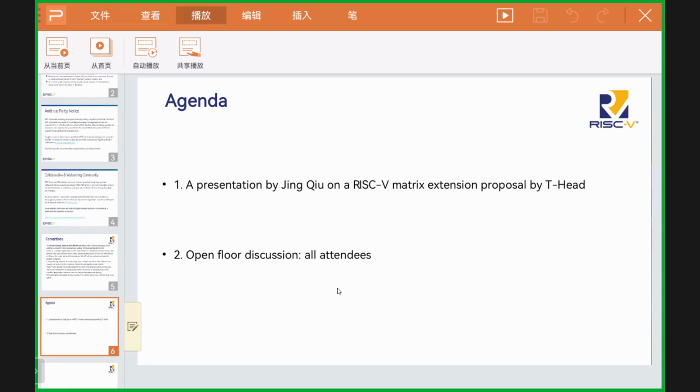Yeah, we open sourced our spec first, and then we open sourced our QEMU, the quick emulator. Other people can use QEMU to evaluate our extension's performance. Actually, we have one demo about how to use our QEMU to evaluate ResNet performance.